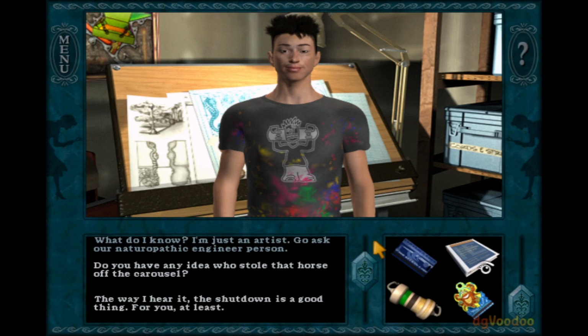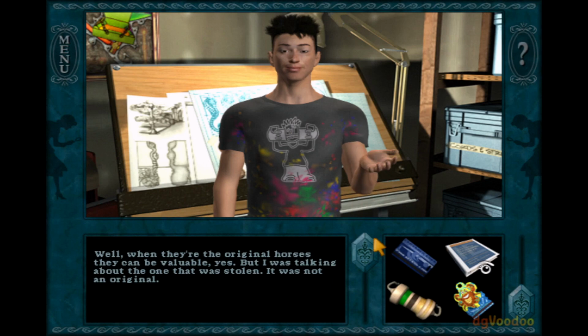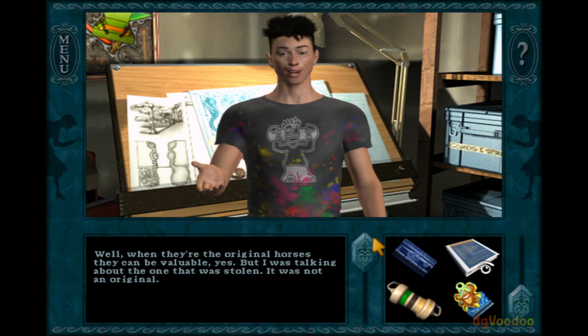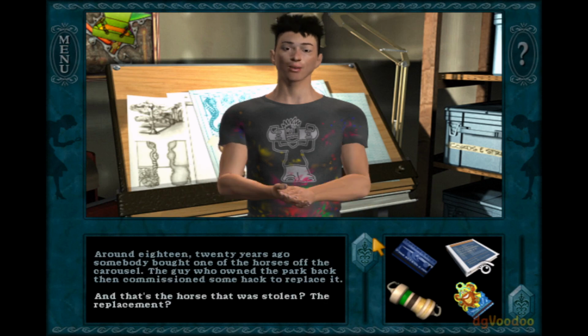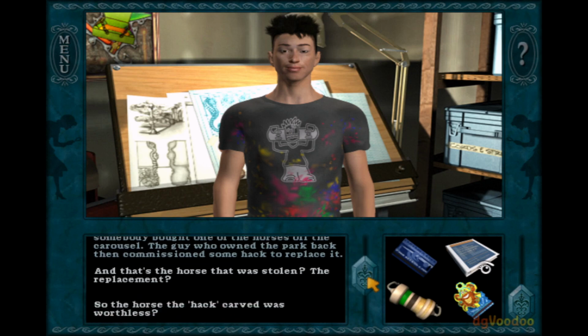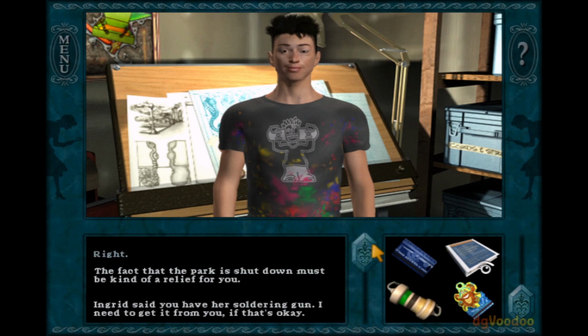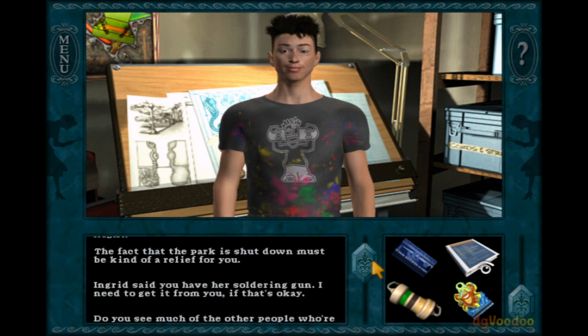Do you have any idea who stole that horse off the carousel? Somebody who's into junk. That's odd. Ingrid said carousel horses can be very valuable. Well, when they're the original horses, they can be valuable, yes, but I was talking about the one that was stolen. It was not an original. Around 20 years ago, somebody bought one of the horses off the carousel. The guy who owned the park back then commissioned some hack to replace it. And the stolen horse was the replacement horse? Right. Interesting.